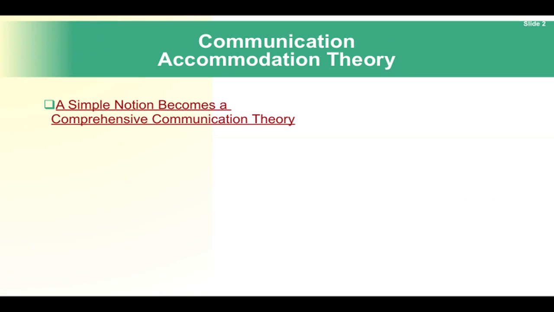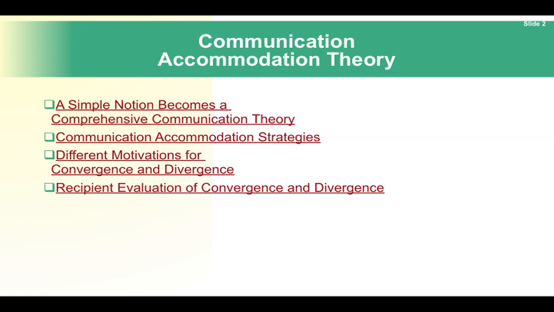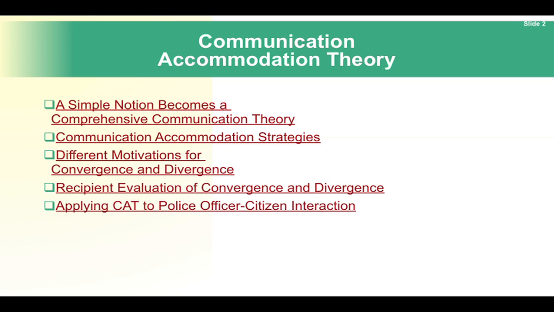Here's where we're going. A simple notion becomes a comprehensive communication theory. Communication accommodation strategies. Different motivations for convergence and divergence. Recipient evaluation of convergence and divergence. Applying CAT to a police officer-citizen interaction. Critique: enormous scope at the cost of clarity.